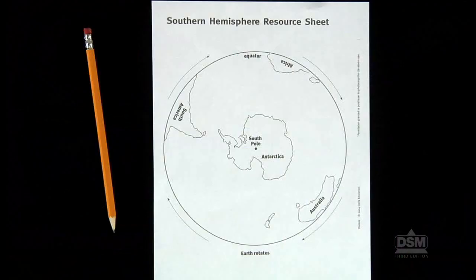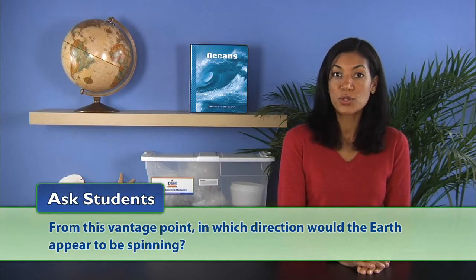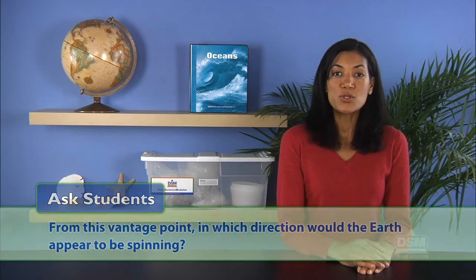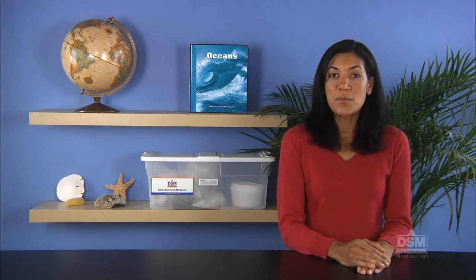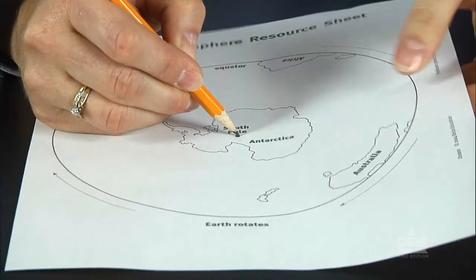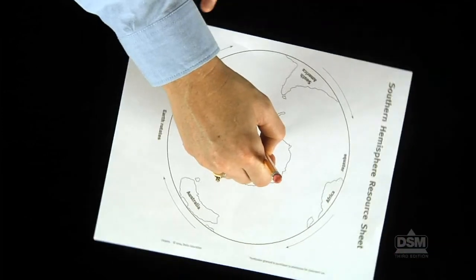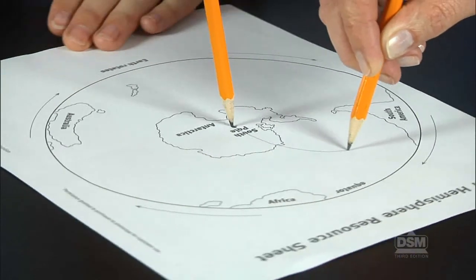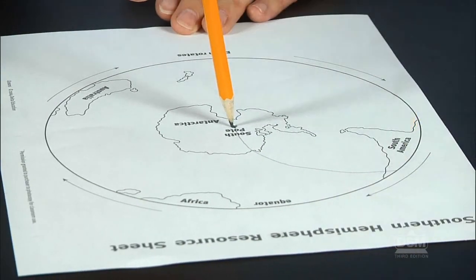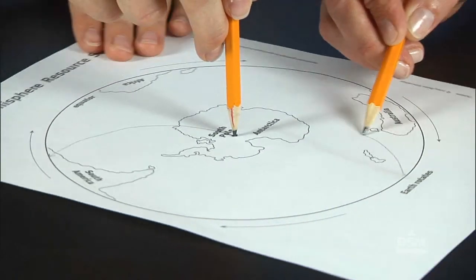Tell students to label the equator, the South Pole, and the continents. Ask students, from this vantage point, in which direction would Earth appear to be spinning? Students should respond that the Earth appears to be spinning clockwise. Pierce the paper at the South Pole with a pencil and use the pencil point to hold the paper to the desk. Slowly turn the paper in a clockwise direction and draw a straight line from the South Pole to the equator through the ocean areas. Then draw a straight line from the equator to the South Pole.